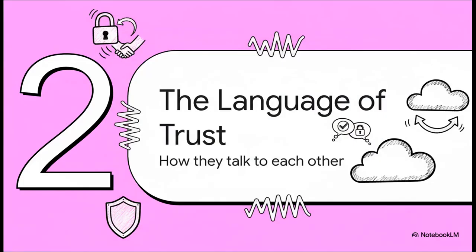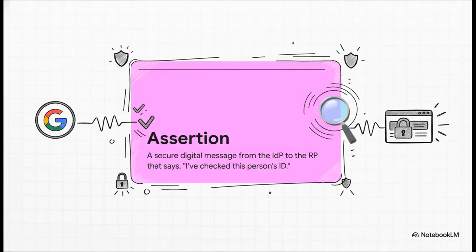But, okay, how do they actually communicate that trust? I mean, when you click that login button, the website doesn't just take Google's word for it blindly. It needs real, verifiable proof. They need to speak a special, secure language of trust. And that proof comes in a special digital message. It's called an assertion. The best way to think about it is like a secure, encrypted digital note passed from the identity provider straight to the website. And all that note says is, hey, I've checked this person's credentials, they're legit, you can let them in.